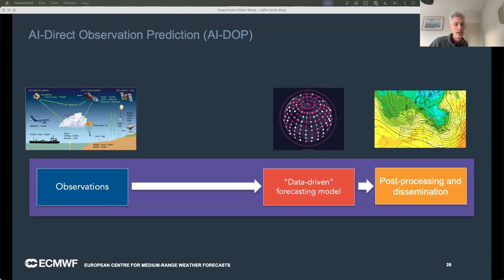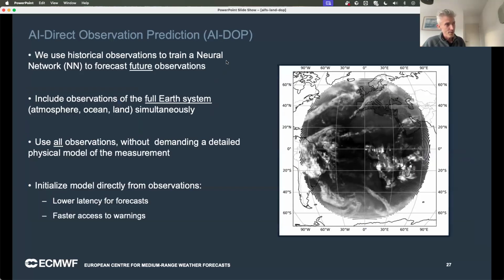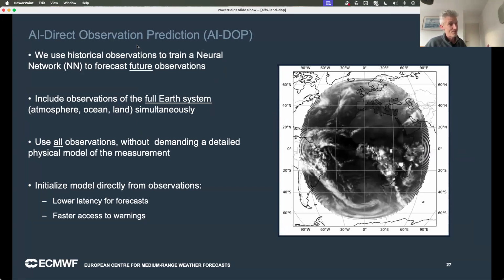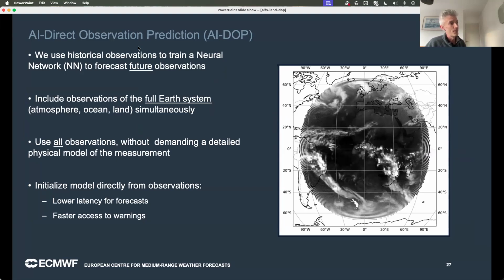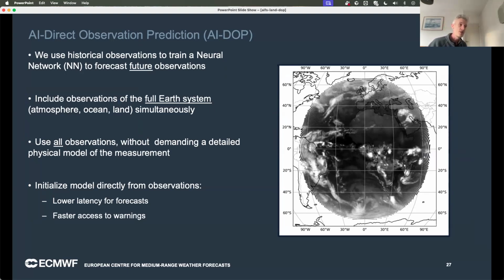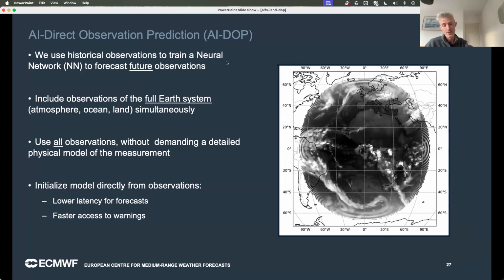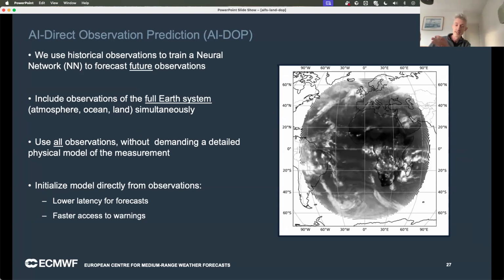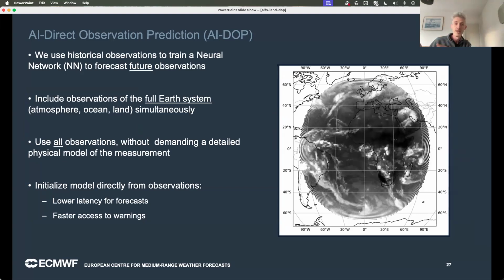Yeah, so going back to this, can we go straight from observations, train a model on just the raw, noisy observations, and produce a forecast? That's what we're asking with AI-DOP, the AI direct observation prediction. We train this neural network on all these historical observations, and then try to make it predict future observations. Whereas before we were giving it 6 hours of ERA5 and asking it to predict 6 hours into the future of ERA5.